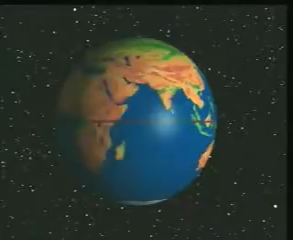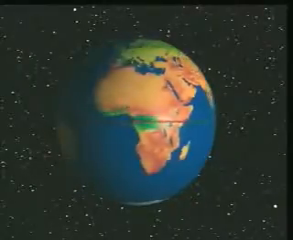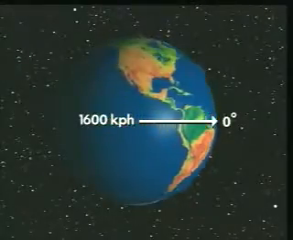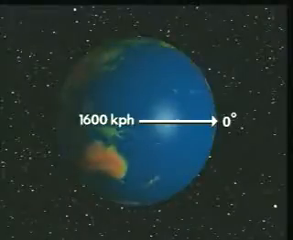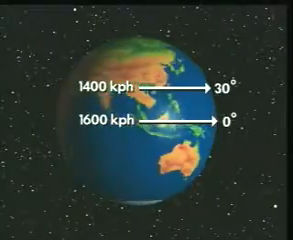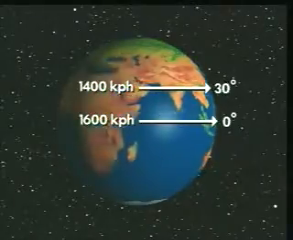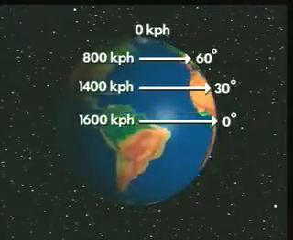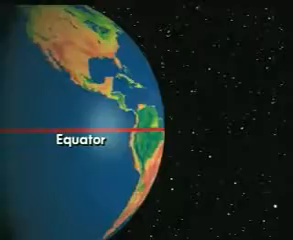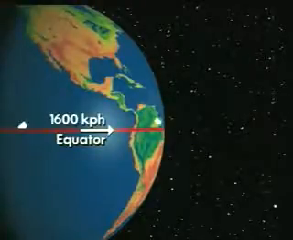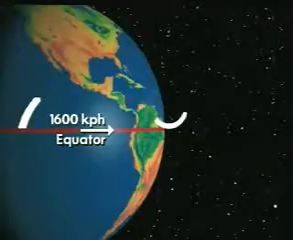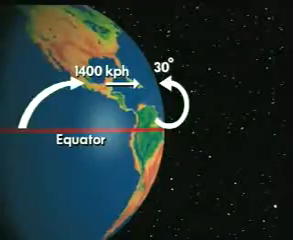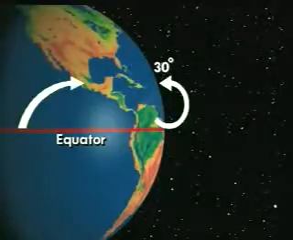Different parts of the Earth's surface are traveling at different speeds. At the equator, the surface and the air are traveling at 1,600 kilometers per hour. Further away, at 30 degrees from the equator, it is traveling at 1,400 kilometers per hour. And at the poles, the speed is 0. If air from the equator, which is traveling at 1,000 miles per hour, or 1,600 kilometers per hour, is pushed towards a region where the Earth is slower, then the air will overtake the surface and will end up heading east.